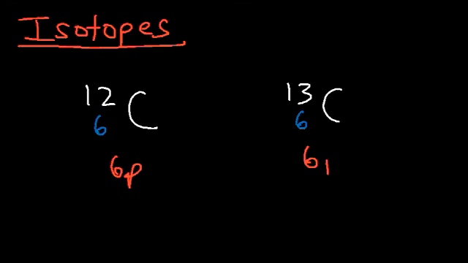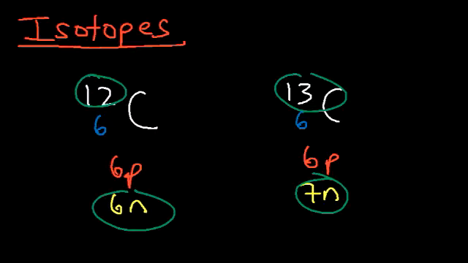However, an isotope is composed of the same element. Both of them are carbon. If the element is not identical, then it's not an isotope. So isotopes have identical numbers of protons. The atomic number is the same, but the mass number and the neutron number are different.